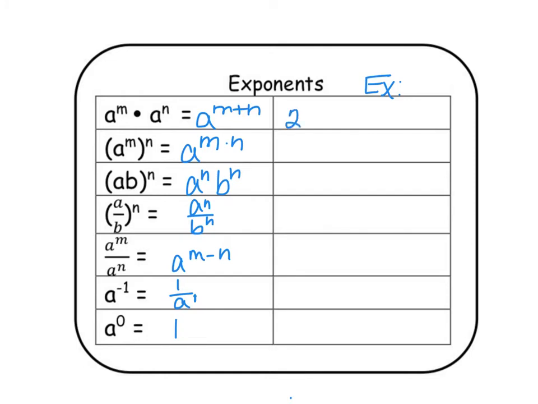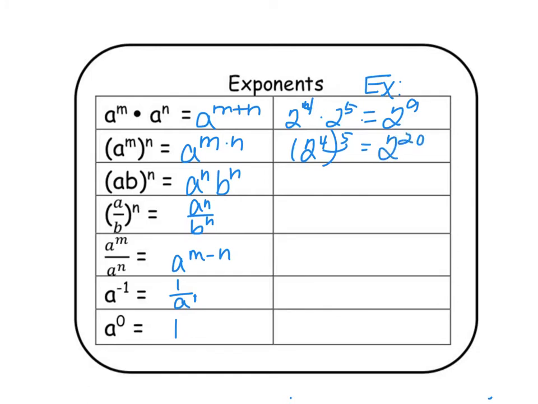So if we have two numbers with the same base, 2 to the 4th times 2 to the 5th, we just add those exponents, and we get 2 to the 9th. Same thing if we had, let's say this was inside parentheses, 2 to the 4th to the 5th. In this case, we would multiply these two together, and we would get 2 to the 20th.